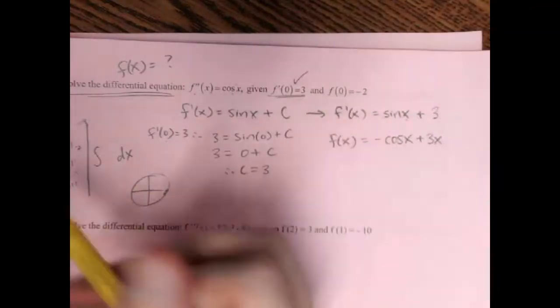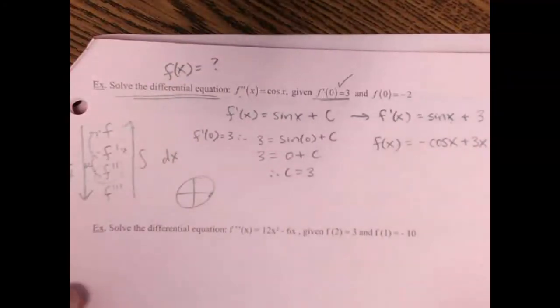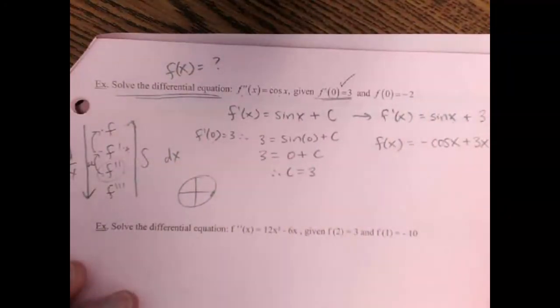And then when I'm integrating this second time, I have that second constant, right? I could have had some mystery number, like maybe this was a plus 10, and then when I take the derivative, 10 goes away, right?